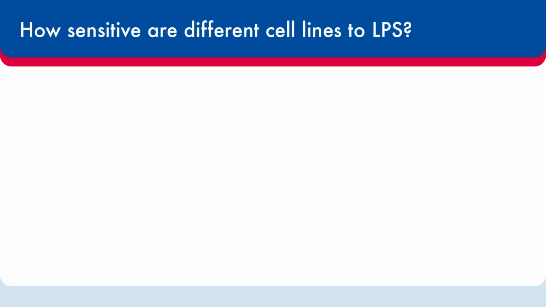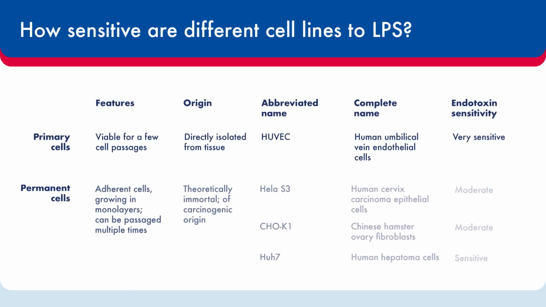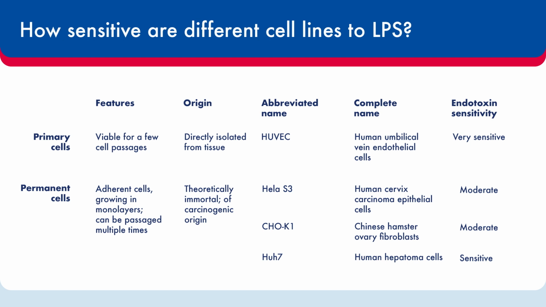In relation to transfection, how sensitive are different cell lines? And how do they react to endotoxin exposure? The first rule of thumb is that permanent cell lines derived from carcinogenic sources are less sensitive than primary cells or cells in suspension. The difference between these two types is that permanent cells have undergone a high number of passages and are theoretically immortal.